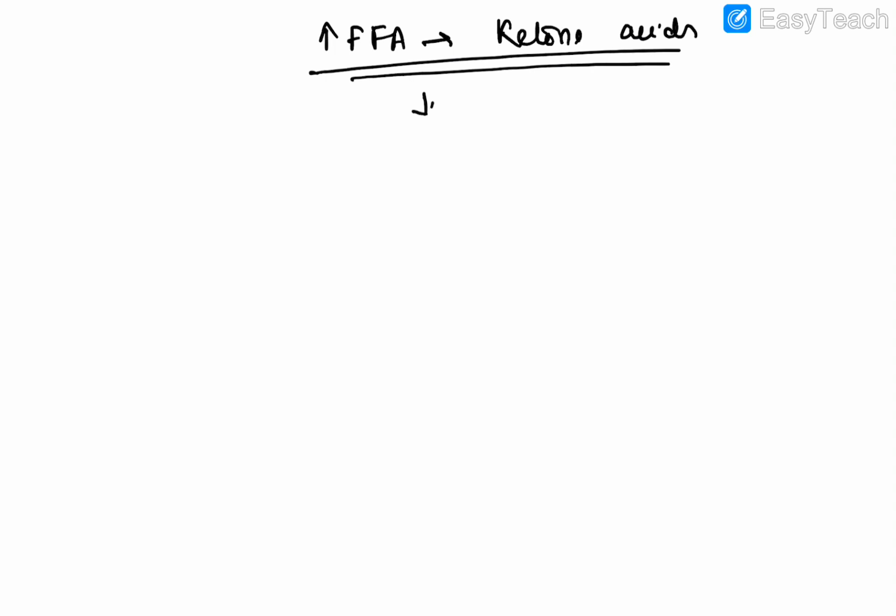Because of increase in levels of free fatty acids, and hence ketone bodies, these ketone bodies are actually acids, and they lead to a state of high anion gap metabolic acidosis.